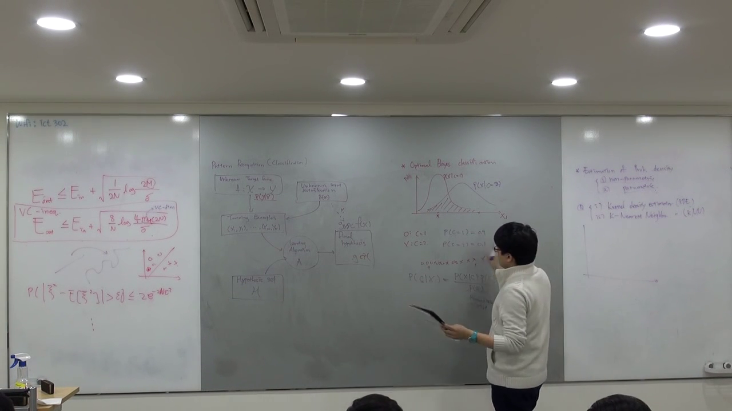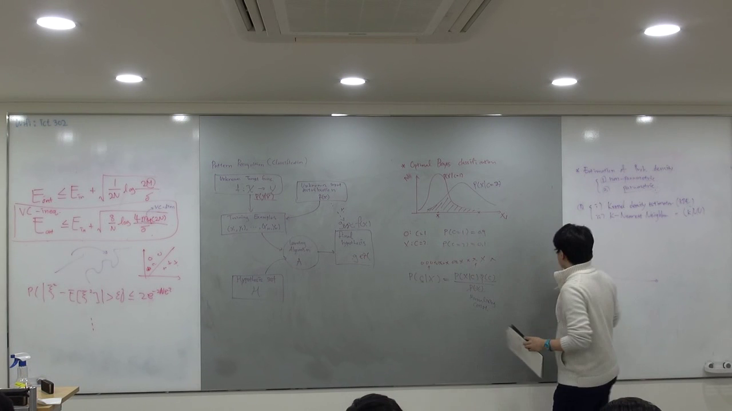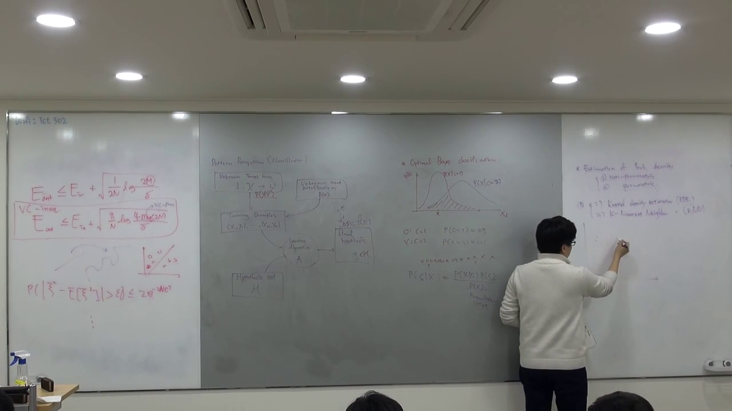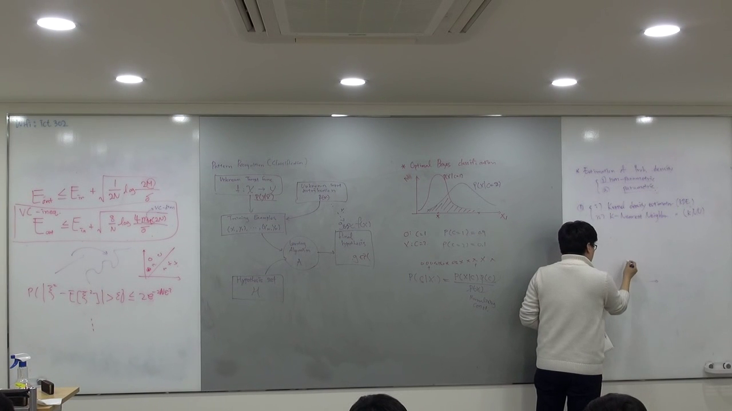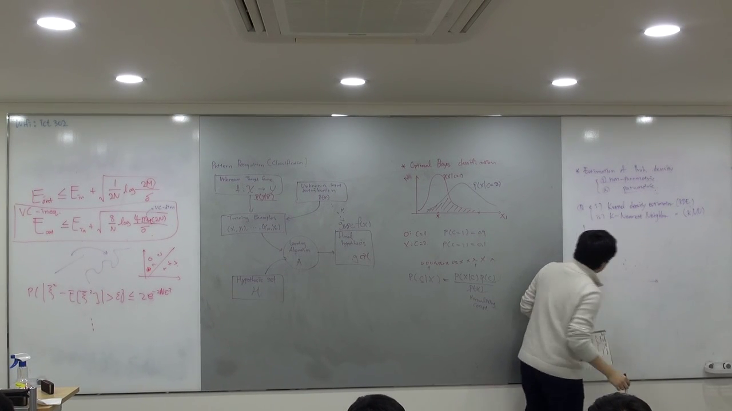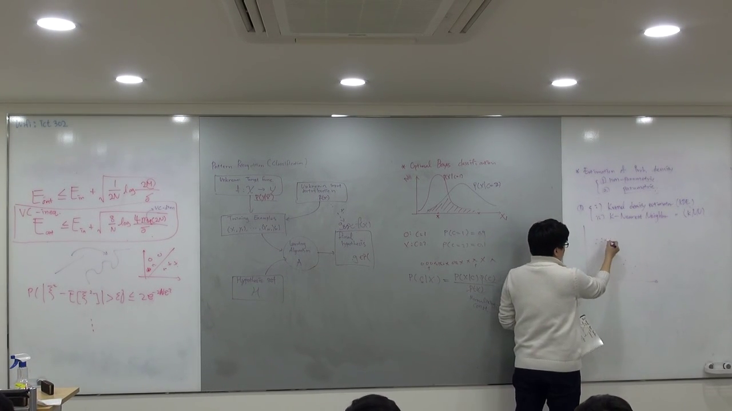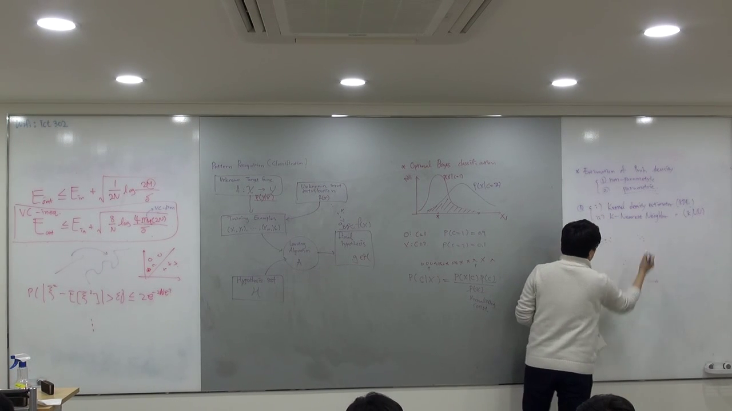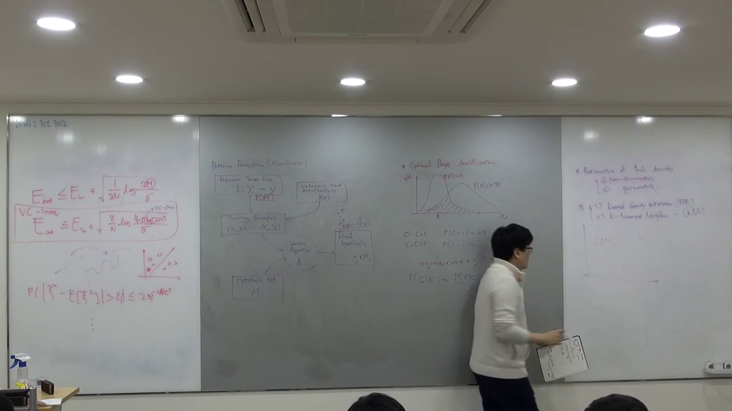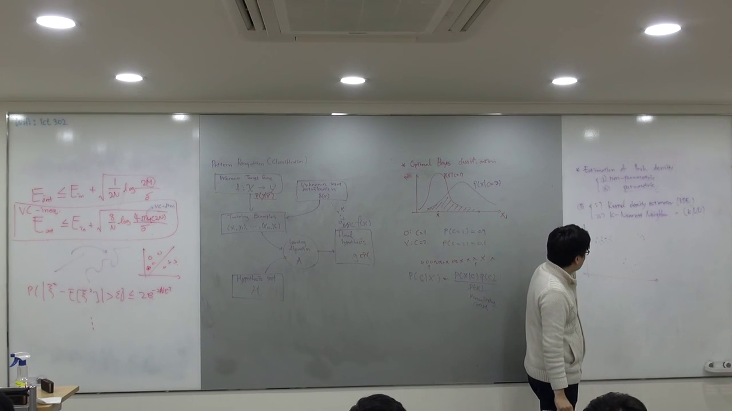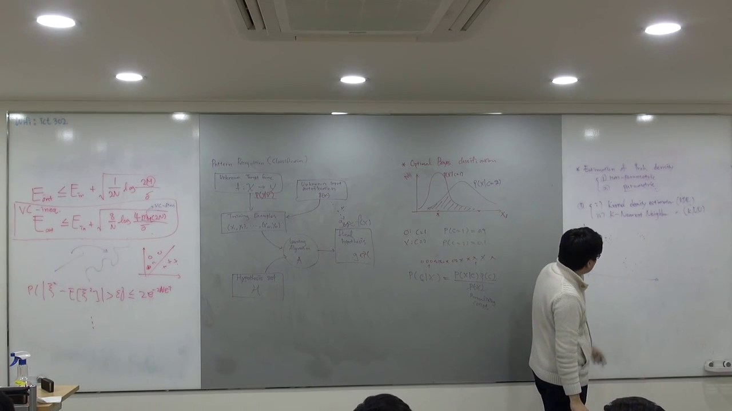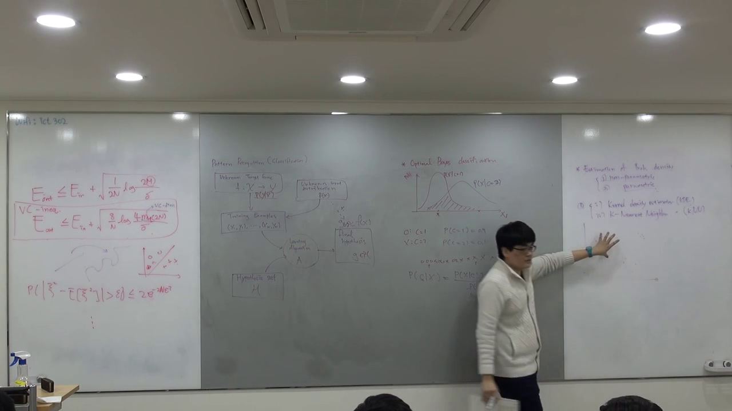So let's just consider the task. Just forget the classes, and you have just this kind of data points here. Then where is the region that the density is high?